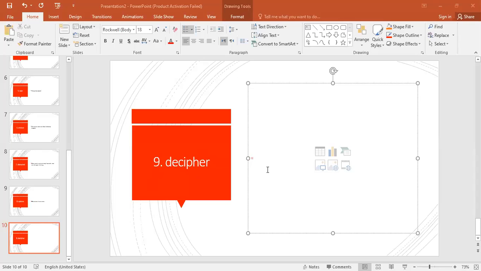Okay, Habiba, do you know what number 9 is? We're looking first for decipher in the text. Did anybody find decipher? Yeah, I did. I found it, it says page 32 in the book, under the clue.